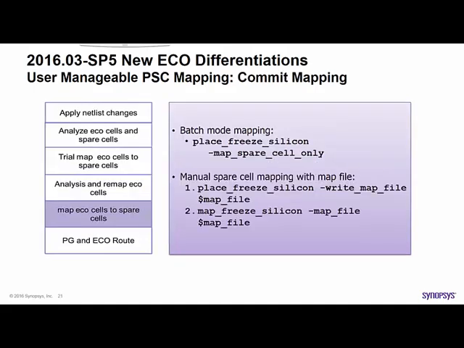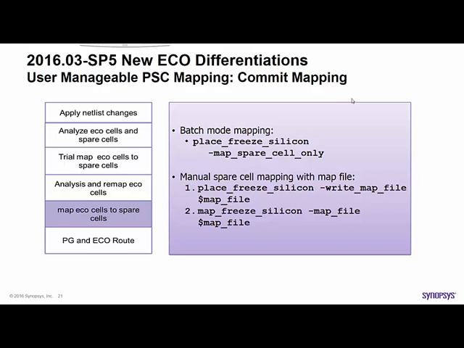After the user finalizes the mapping results, they then can use the place free silicon -map_spare_cell_only option to commit the mapping.